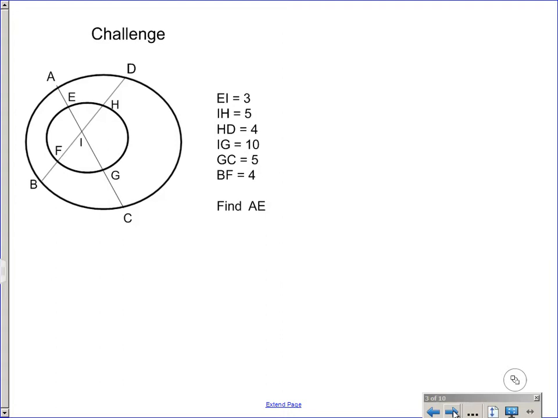Here's a challenge one that I want you to try. I would recommend you label all of your segments and work from the inside out. So pause your video and give it a shot.